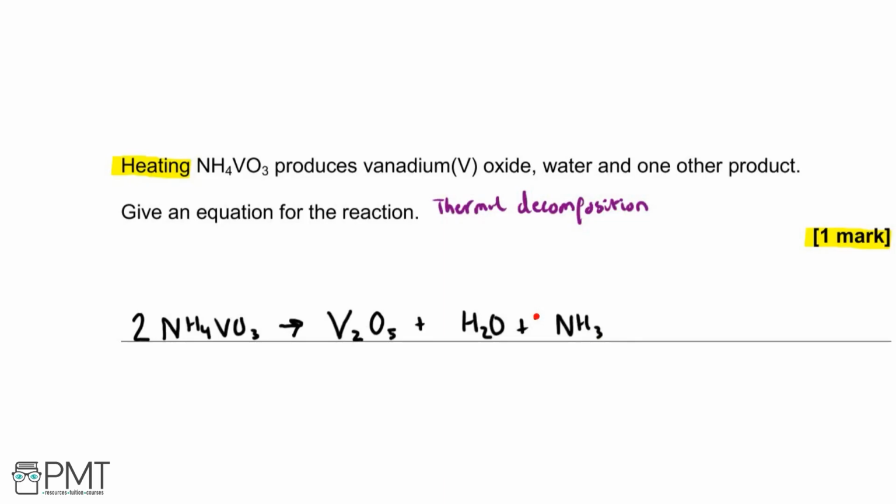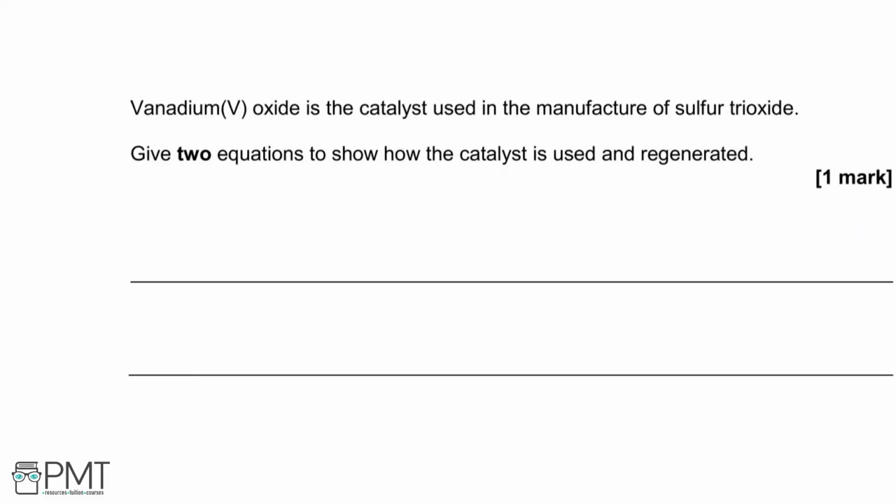So we can balance the equation by placing a 2 in front of the ammonia to get the final equation of our NH4VO3 producing vanadium 5 oxide, H2O, and 2 moles of ammonia. And that is what we need for the 1 mark for this question.